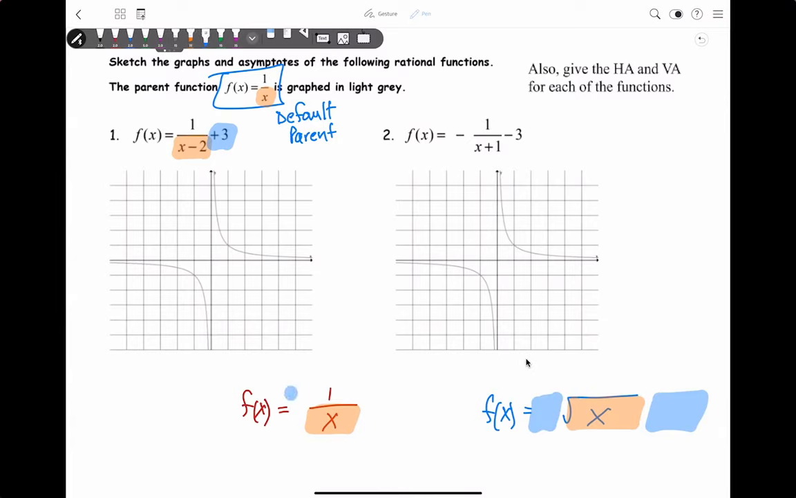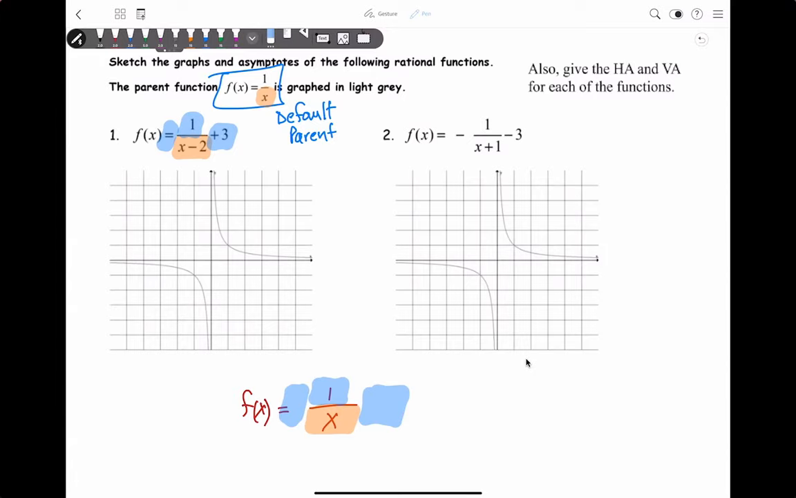Anything in front, anything on top, or anything to the right is all going to be vertical change. Okay, so that and that as well. So that's the analogy with square root functions, but now we're going to be using it for the rational functions. So let's go ahead and begin.